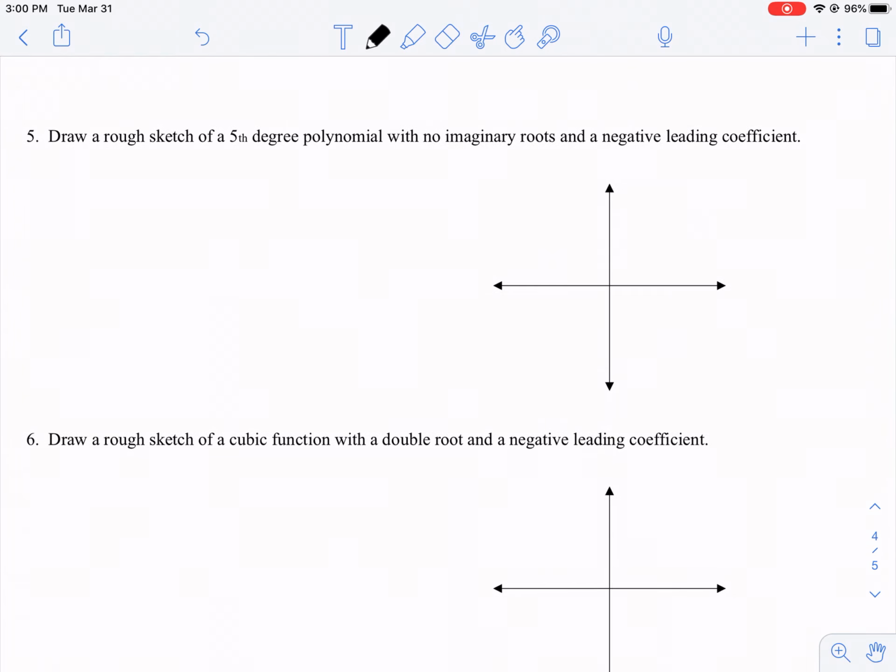Number 5, draw a rough sketch of a 5th degree polynomial. No imaginary roots. That means they're all real, and we have to have 5 roots. Okay, 5 real roots, and a negative leading coefficient. So if it's odd, the tails are opposite. So negative leading coefficient means it's going to go backwards. So I'm going to go down to the right and up to the left.